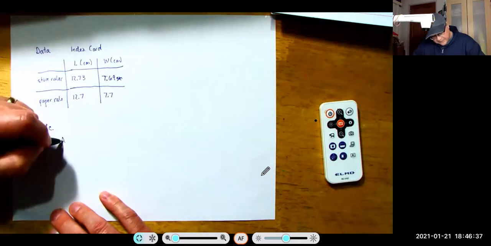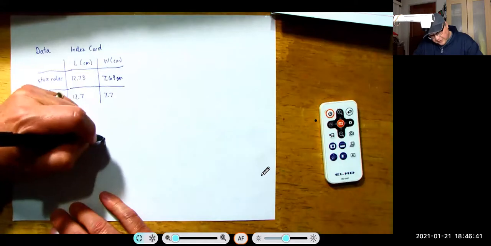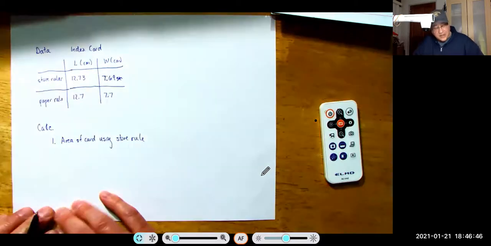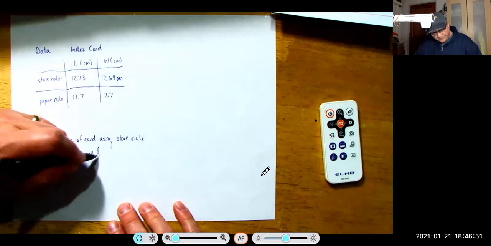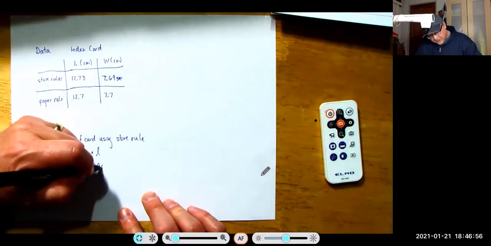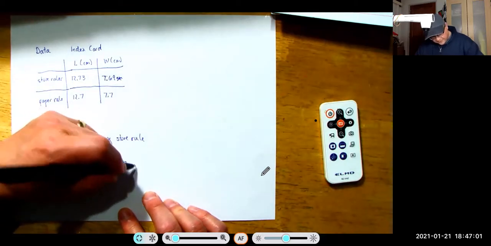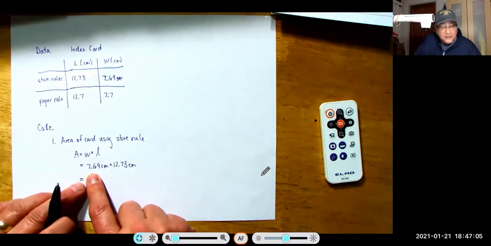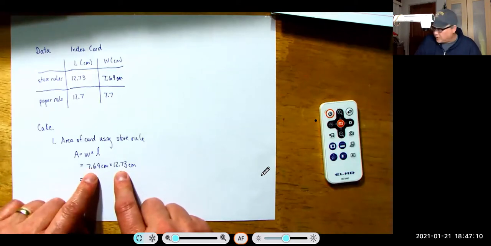Area of the card using the store ruler. And I would write area is equal to width times length. So in this case, it would be 7.69 centimeters times 12.73 centimeters. And here I know that that's pretty close to 10, and that's pretty close to 10. So I round this up, I round this down. 10 times 10 is 100.